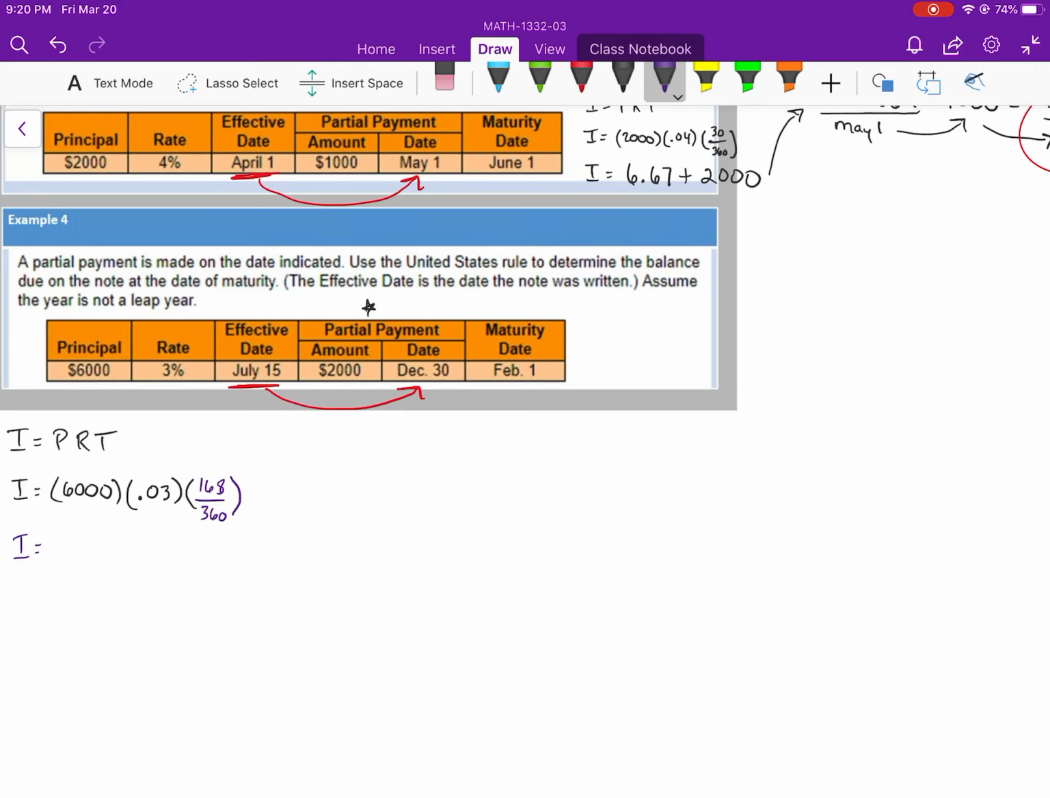Okay, so let's calculate what that interest is. Again, I'm going to go ahead and take my calculator. I'm going to do 168 divided by 360. Gives you a repeating decimal, it looks like. I'm going to do that times 0.03 and then multiply that by 6,000. Oh, interesting. Looks like it comes out to $84.